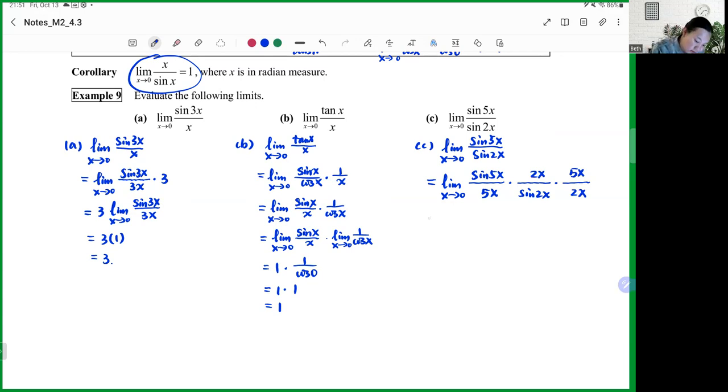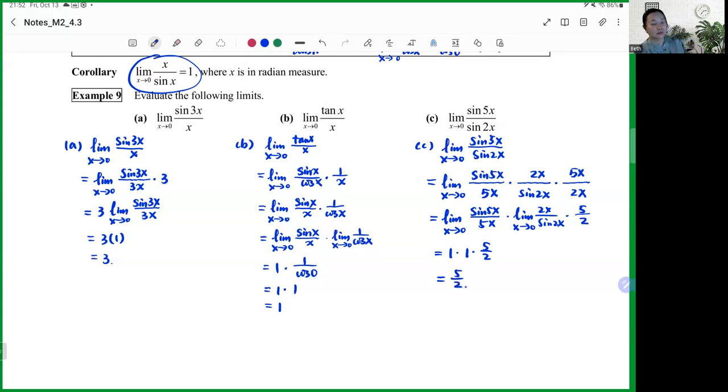Okay? In this case, I will have 3 parts. The first one is a special limit. The second one is a special limit. The last one is a constant. So the answer is equal to 1 times 1 times 5 over 2. The answer is 5 over 2. Any question? Finish the classwork on the next page and let me know when you're done, by show of hands.